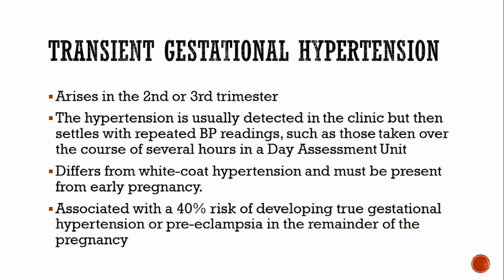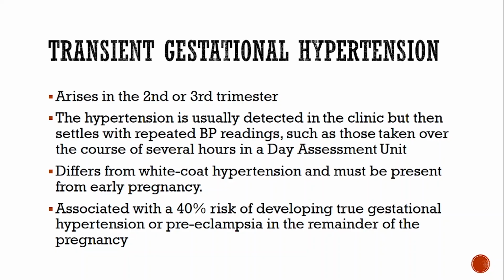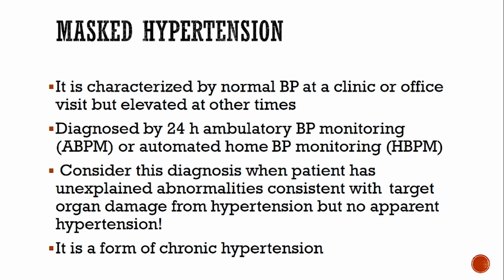We usually say it arises in the 2nd or 3rd trimester, and the hypertension is usually detected in the clinic but settles with repeated blood pressure readings, such as those taken over the course of several hours in a day assessment unit. So this is a bit different from the white coat hypertension we mentioned earlier on, but it must be present from early pregnancy. There is about a 40% risk of developing true gestational hypertension and preeclampsia in the remaining part of the pregnancy.